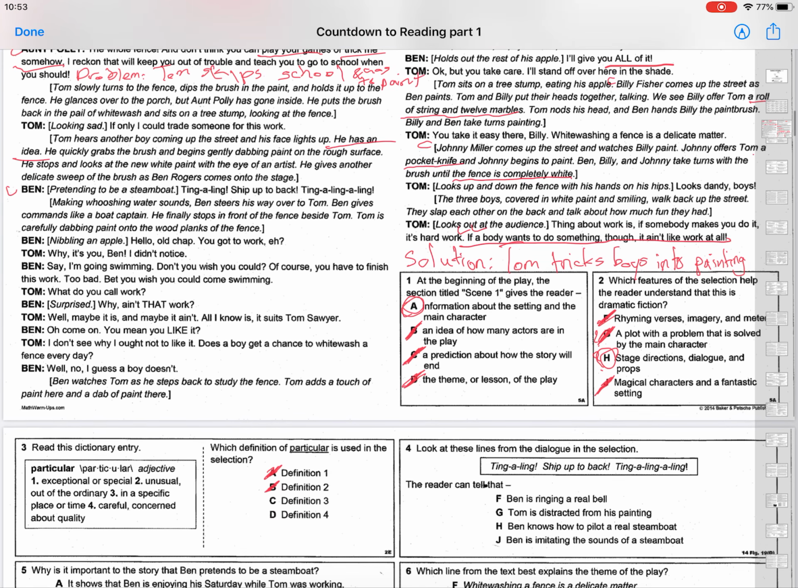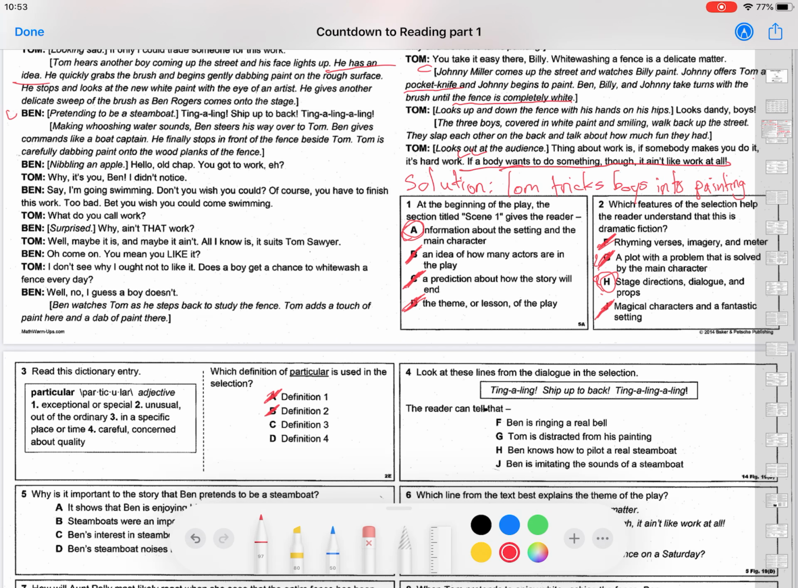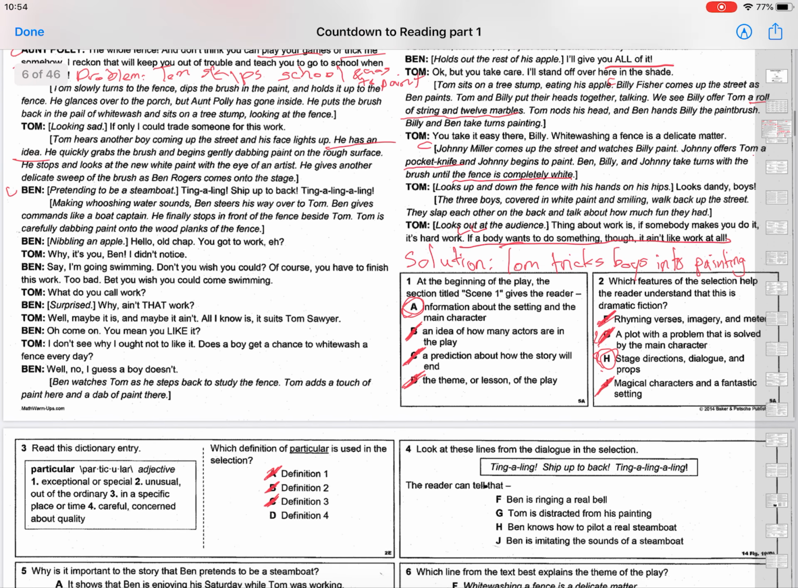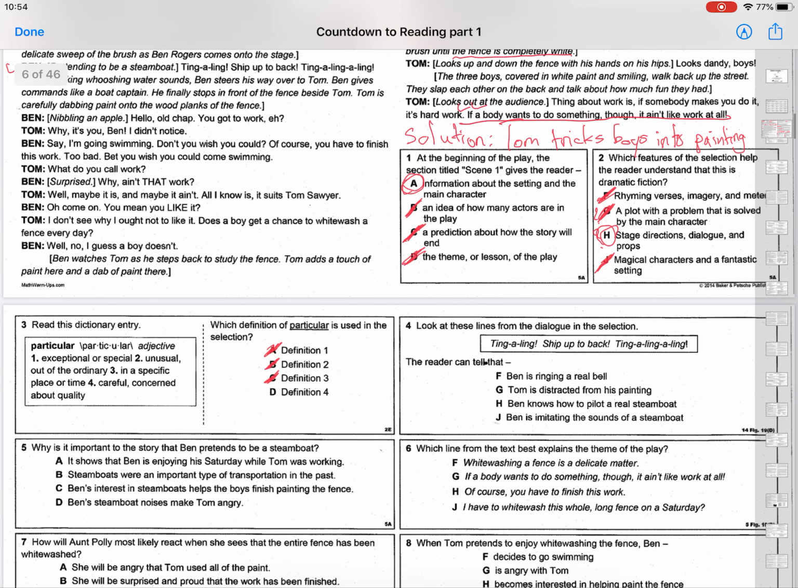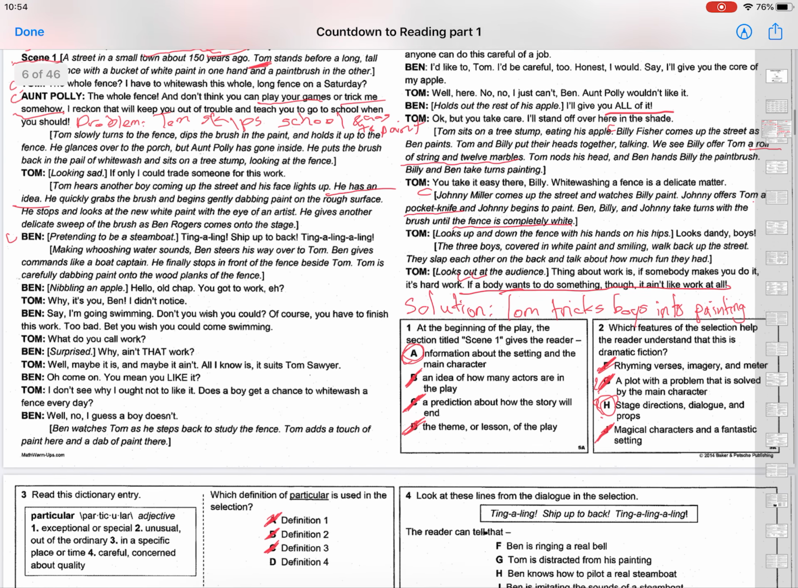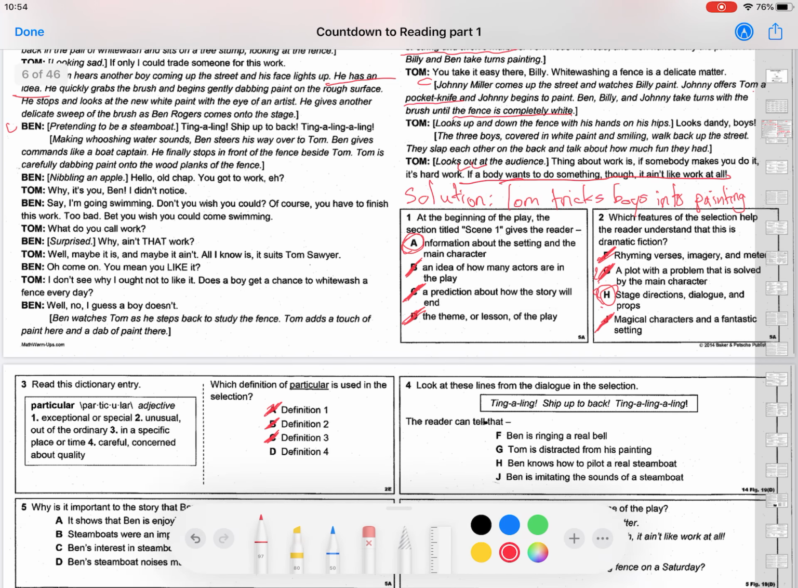You see, Aunt Polly's awful in a specific place or time about this fence. While Tom does have a time restraint for getting that fence completed, it doesn't fit into our overall sentence. So we can cross that definition out as well. Aunt Polly's awful, careful, concerned about quality about this fence. Yeah, it makes perfect sense because Aunt Polly says he has to whitewash the whole fence to serve as his punishment for skipping school.